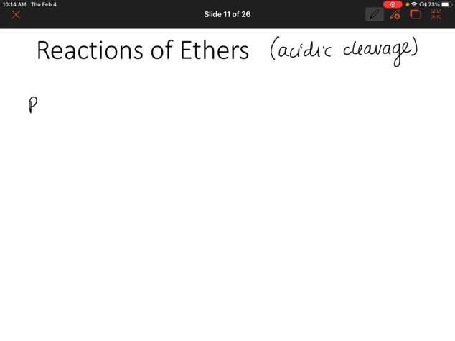All right, so we'll start with an ether, and let's just assume that it's an asymmetric ether. And we're going to react this with an acid, HX, where X is either bromine or iodine. So this is a little bit different. Normally we say you can only use bromine and chlorine, but here we're going to need either bromine or iodine.